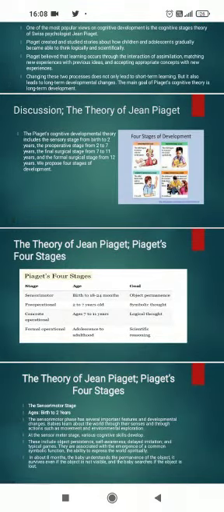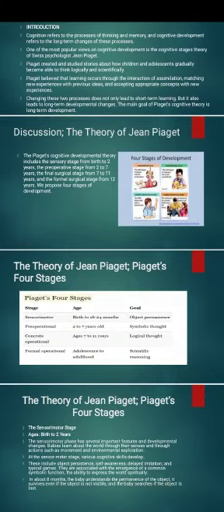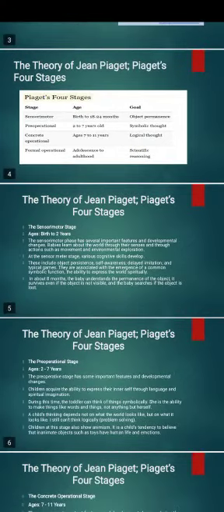So the theories of Jean Piaget, the stages are: sensorimotor, birth to 18 to 24 months. So the goal is object permanence. Next stage is preoperational, 2 to 7 years old. The goal is symbolic thought. The third one is concrete operational, age 7 to 11 years. The goal is logical thought. And the fourth one is formal operational, age adolescent to adulthood. The goal is scientific reasoning. So the theory of Jean Piaget.